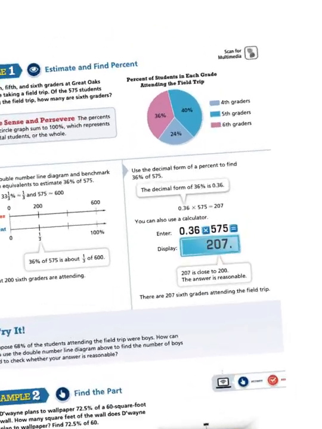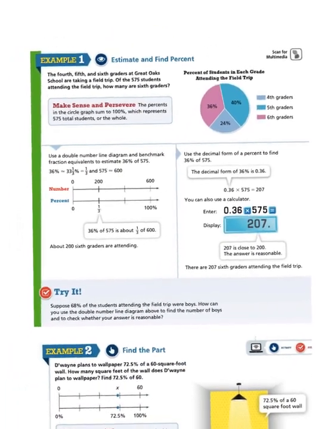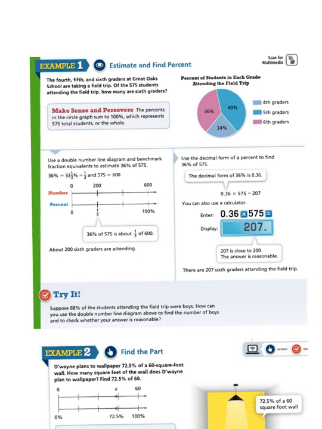All right, we're going to look at example number 1. Estimate and find the percent. The 4th, 5th, and 6th graders at Great Oak School are taking a field trip. Of the 575 students attending the field trip, how many are 6th graders? Looking at the pie chart, we have 4th graders, 5th graders, and 6th.